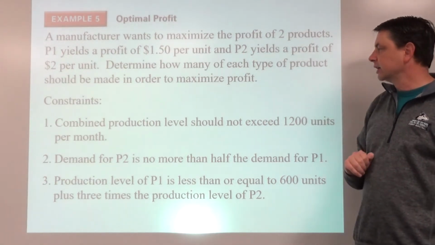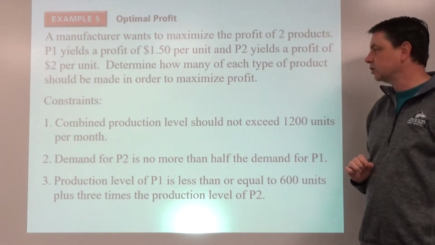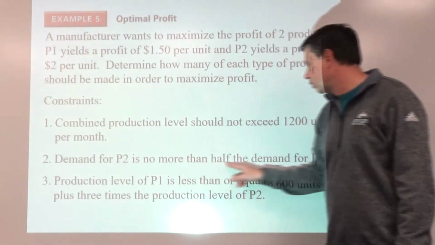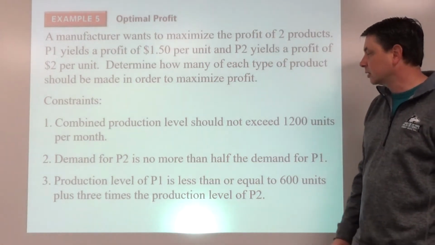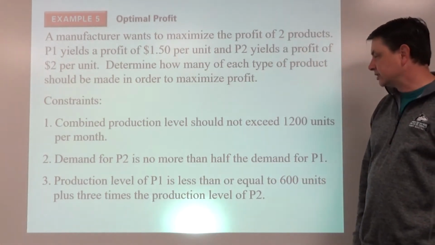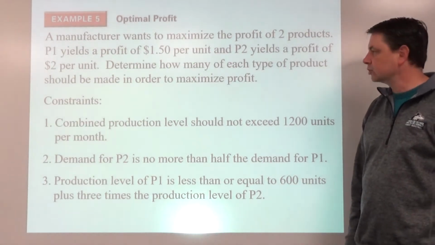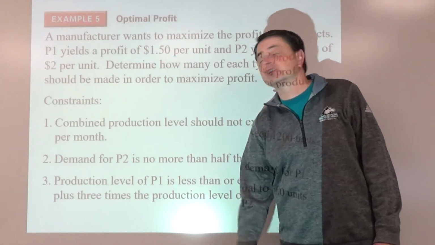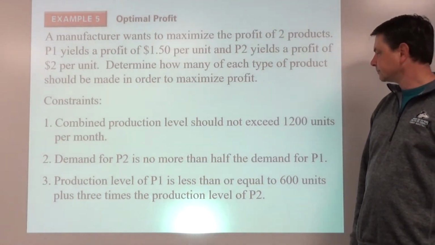Under the following constraints: The production level should not exceed 12,000 units total. Demand for product 2 is no more than half the demand for product 1. And the production level of product 1 is less than or equal to 600 units plus 3 times the production level of product 2. So we need to use the constraints to generate our system of inequalities.